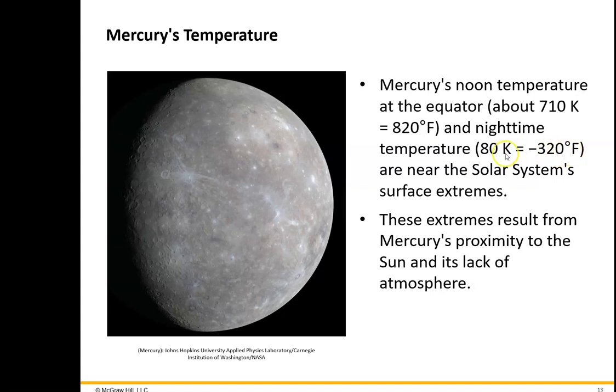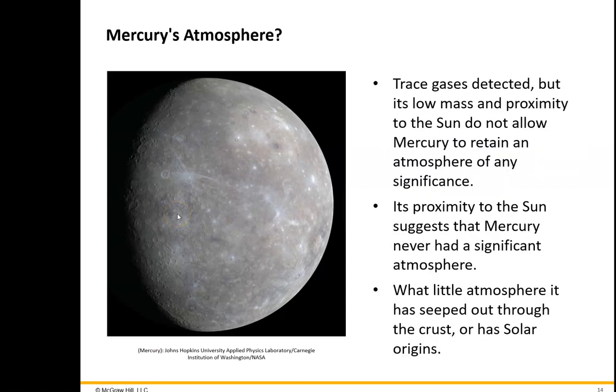That's again the reason for these extremes: there's no atmosphere whatsoever to hold on to that heat, and the fact that Mercury is so close to the sun. Just to give you a sense of this temperature, it's as though if you had your oven on broil, right? So you turned it up as high as it possibly can. This is about twice that temperature.